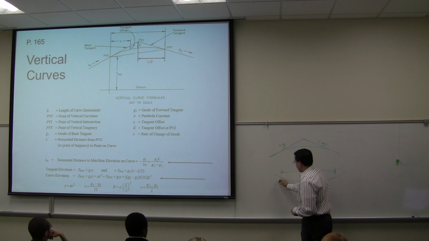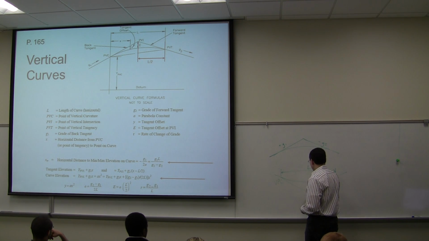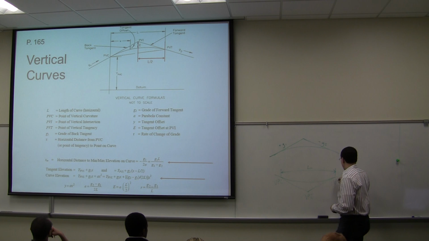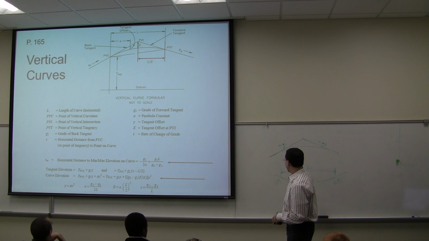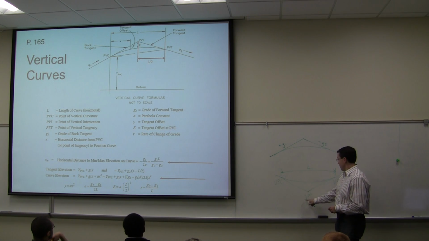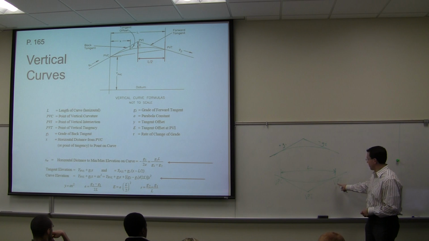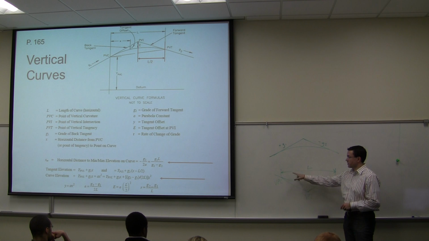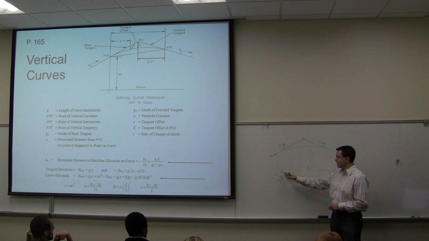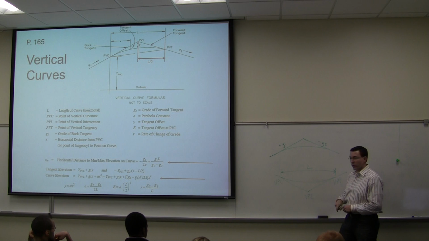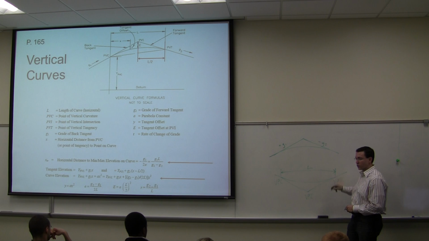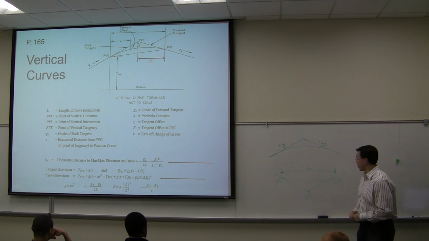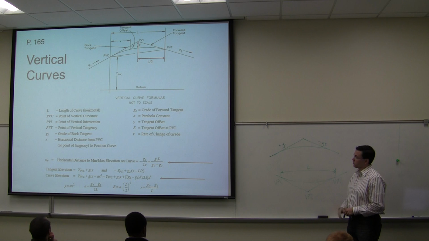So we're going to start at VPC. VPI is where those tangents intersect, and VPT. So this is vertical point of curvature. And of course they've got them flipped on here. Vertical point of curvature, vertical point of intersection, and vertical point of tangency. The main thing to remember with vertical curves is the length and all x distances are in the horizontal plane. So we don't measure curve length along the actual road, along the actual curve or slope of the road. It's all in the x-axis or in the horizontal plane.